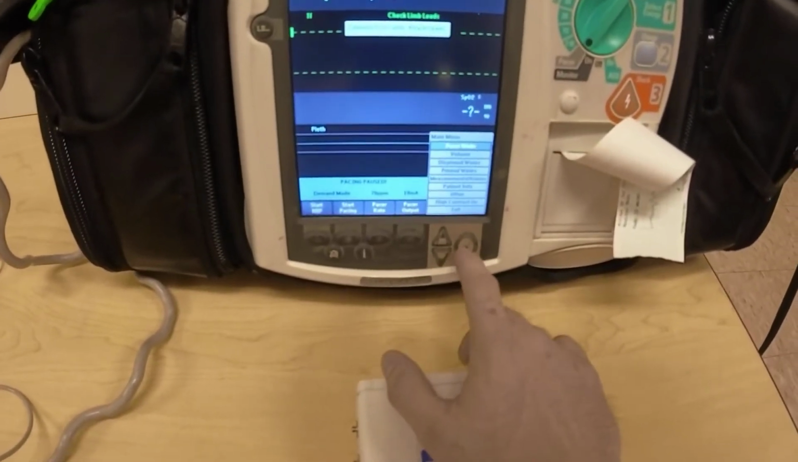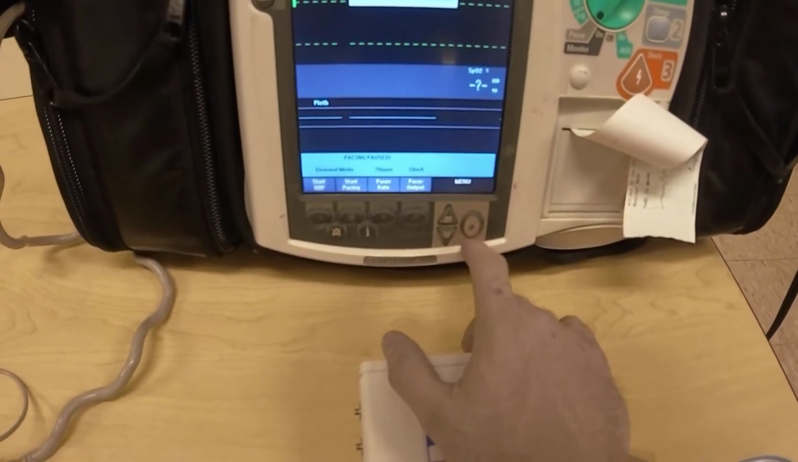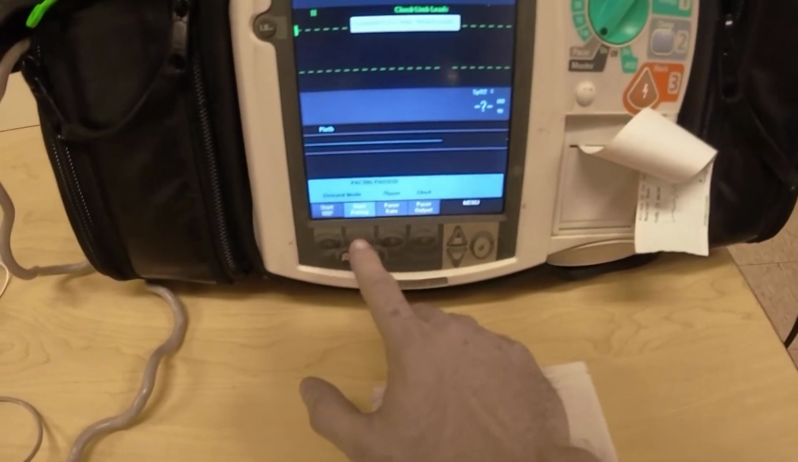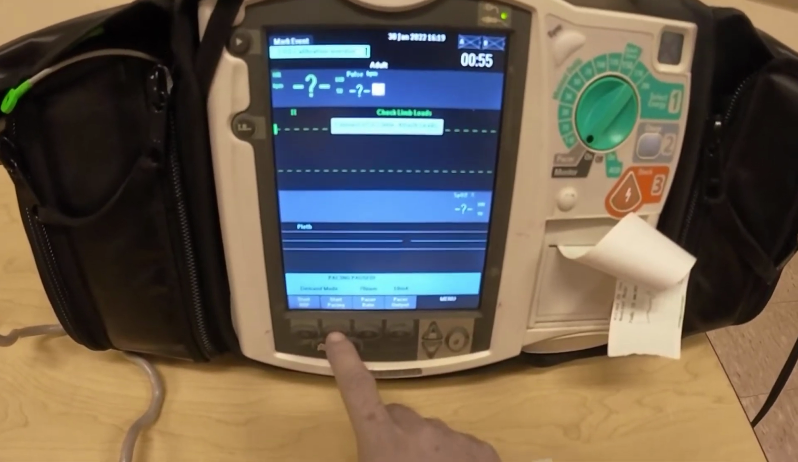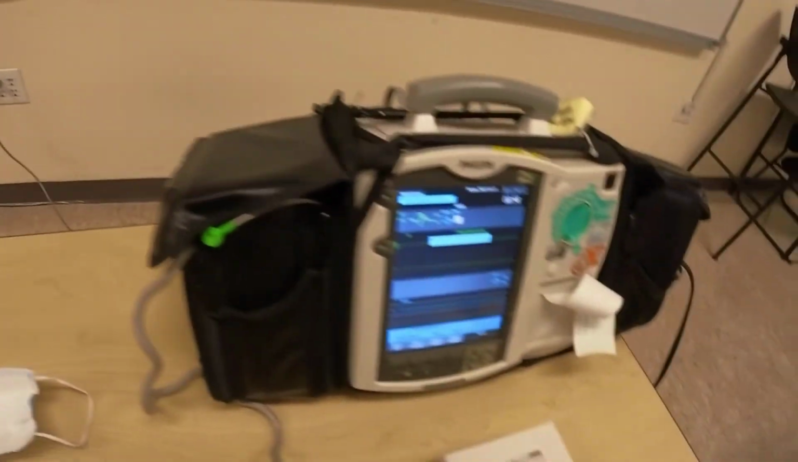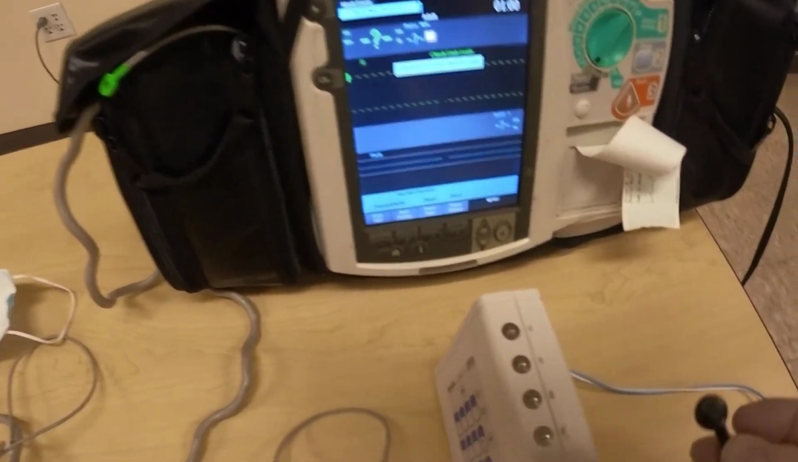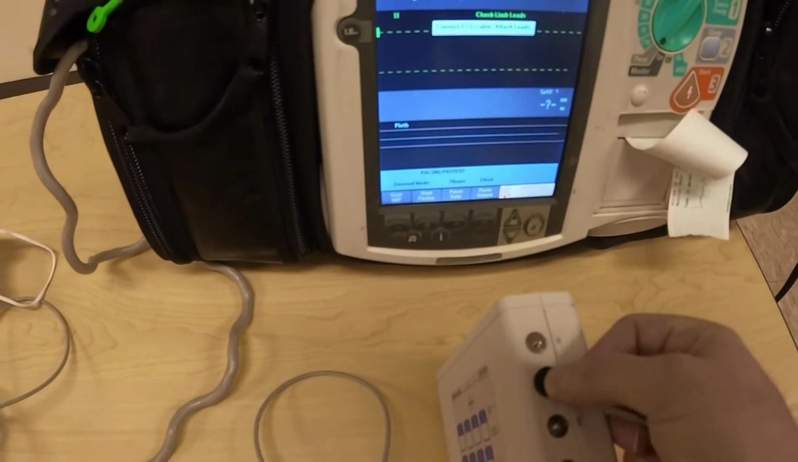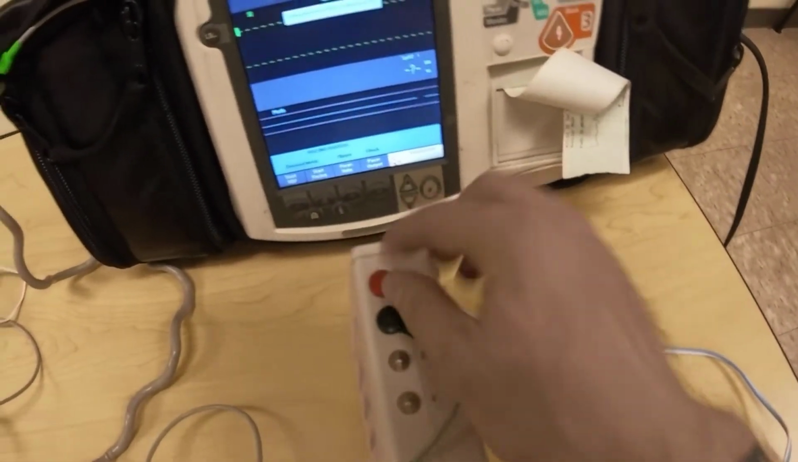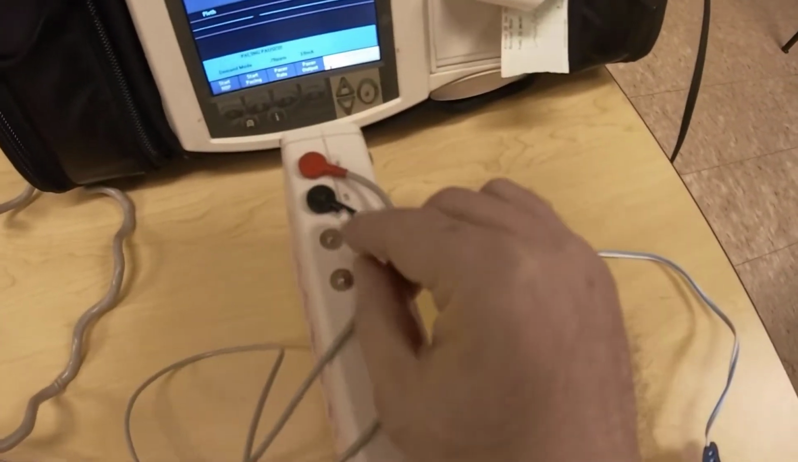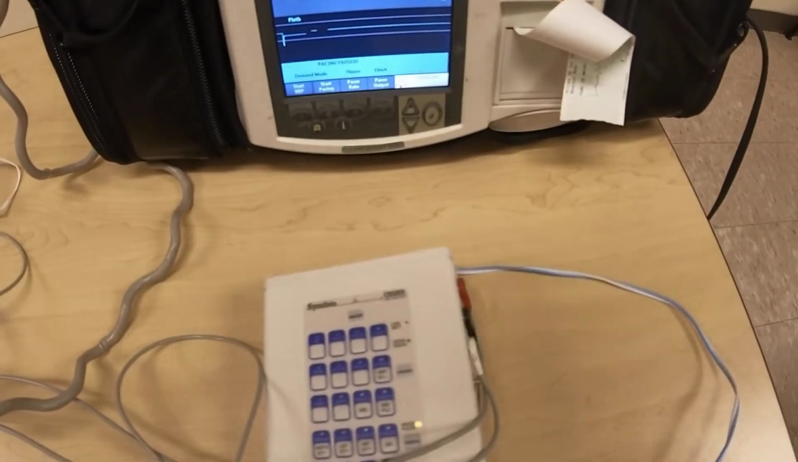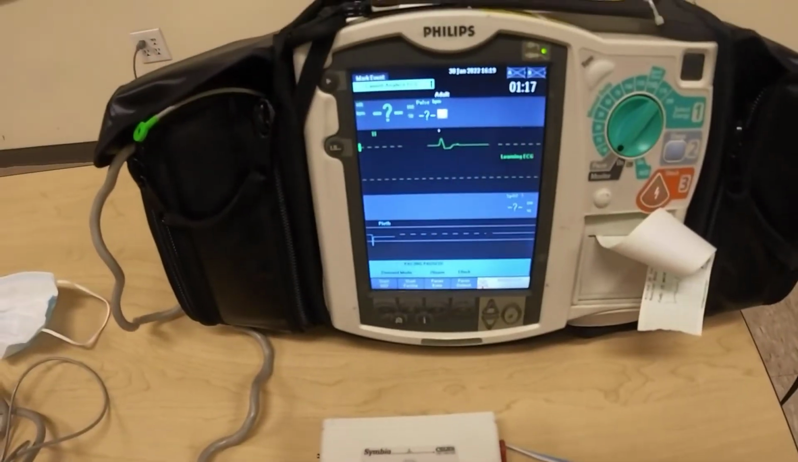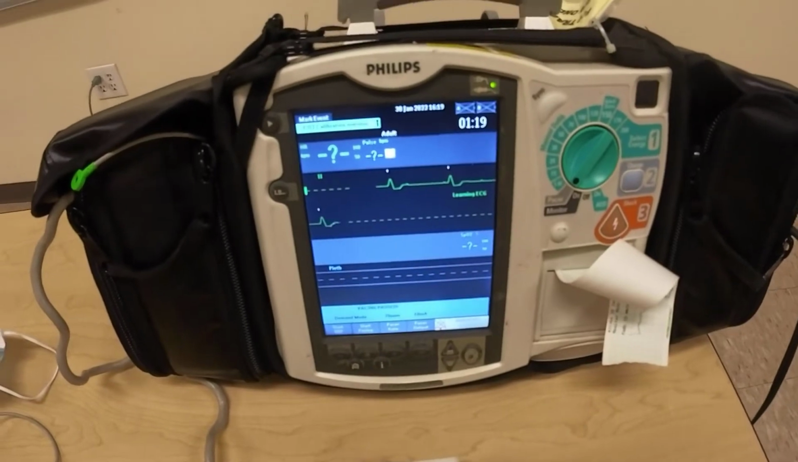So this is what I'm going to do. Pacer mode, we're in demand, and look what happens. I want to start pacing, and it tells me I cannot because I have to connect my ECG cable, attach leads. So let's see what happens once I actually connect them. So connecting my leads. Once the leads are connected on the monitor, you notice that the message is no longer displayed.